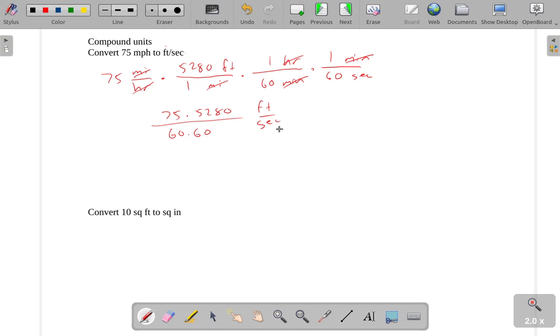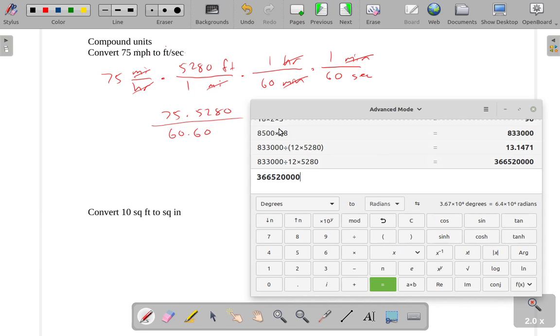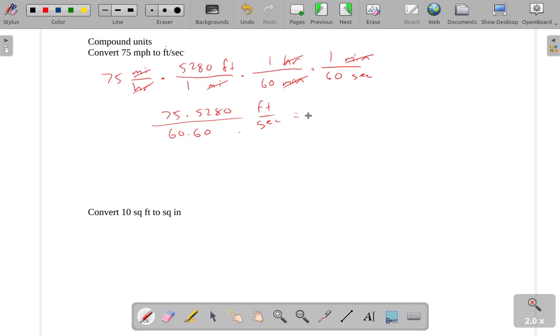So I'll type this into the calculator. I'll go ahead and open up some parentheses and type the top part. We'll go 75 times 5,280 divided by, open up the parentheses, and go 60 times 60. We get 110. And it's convenient that it came out exact. It's not common that these sorts of conversions come out exact like that, but we're lucky on that one.